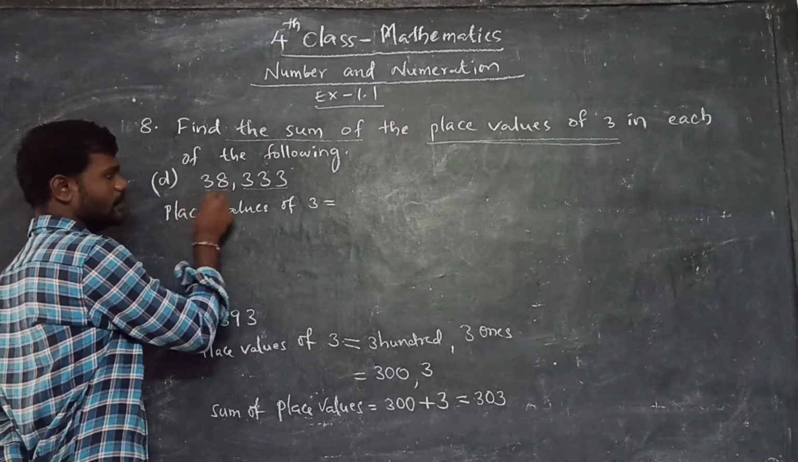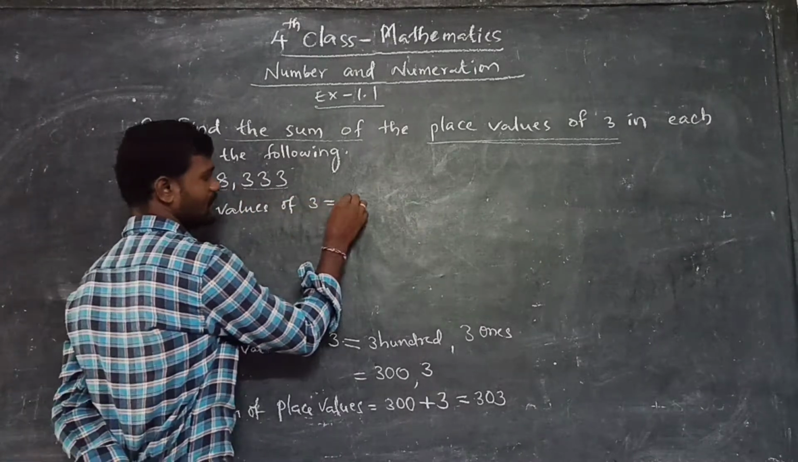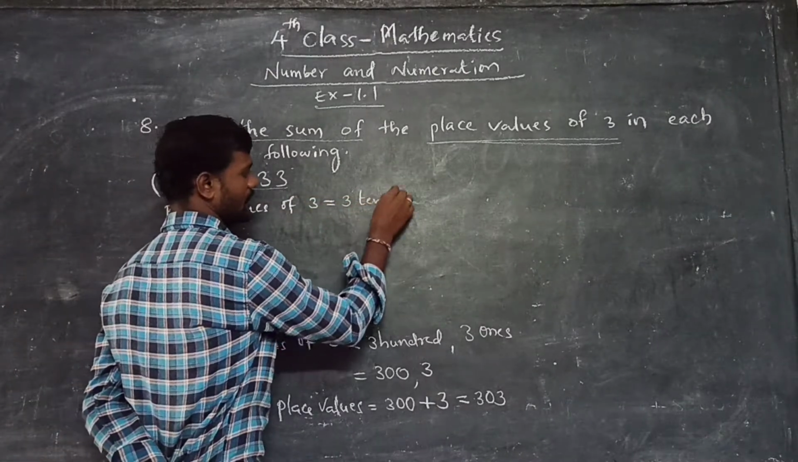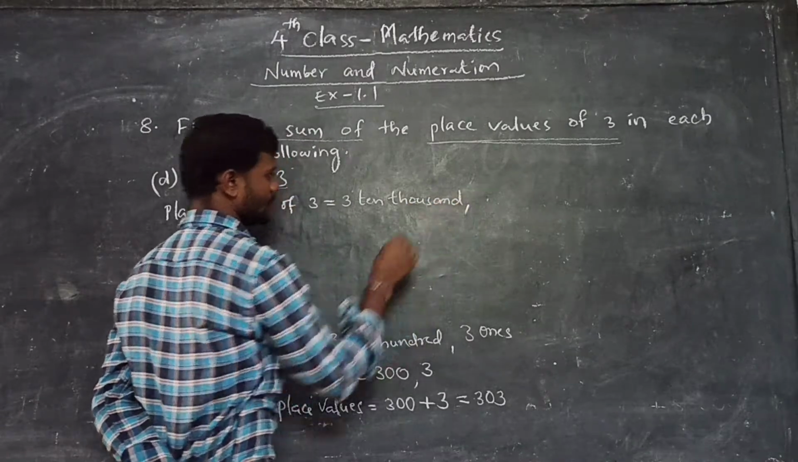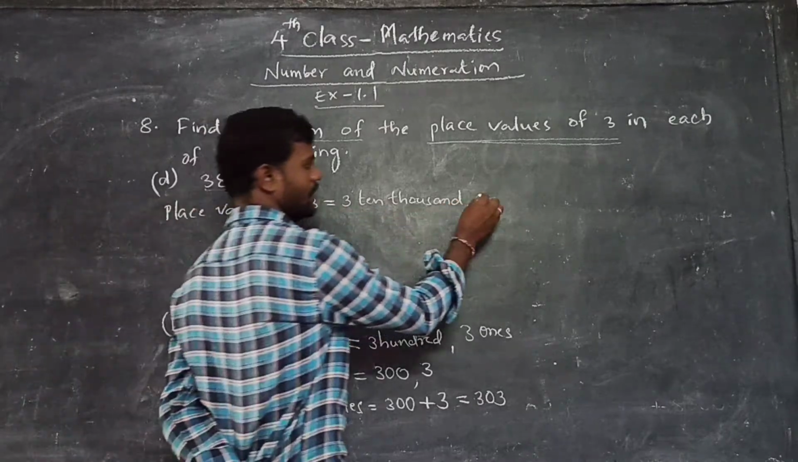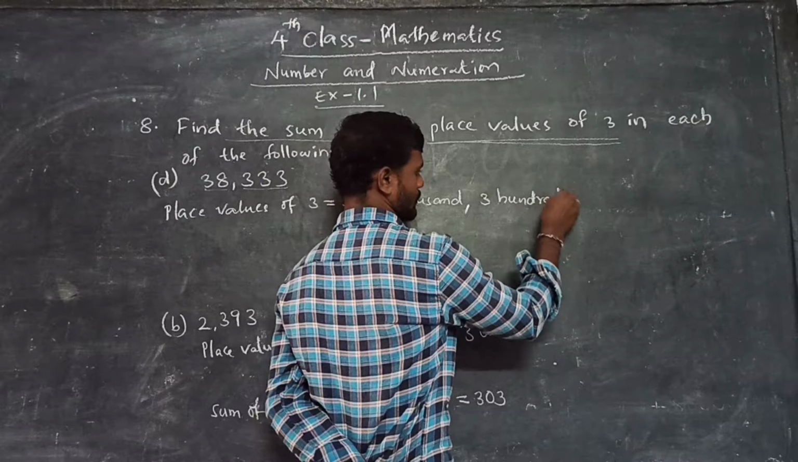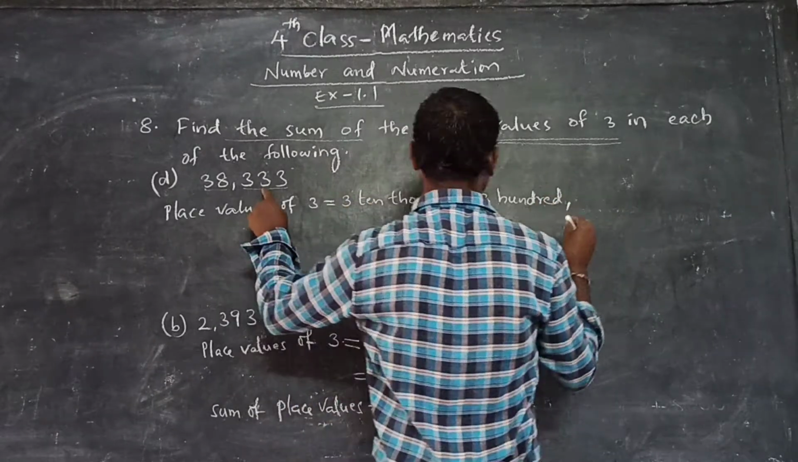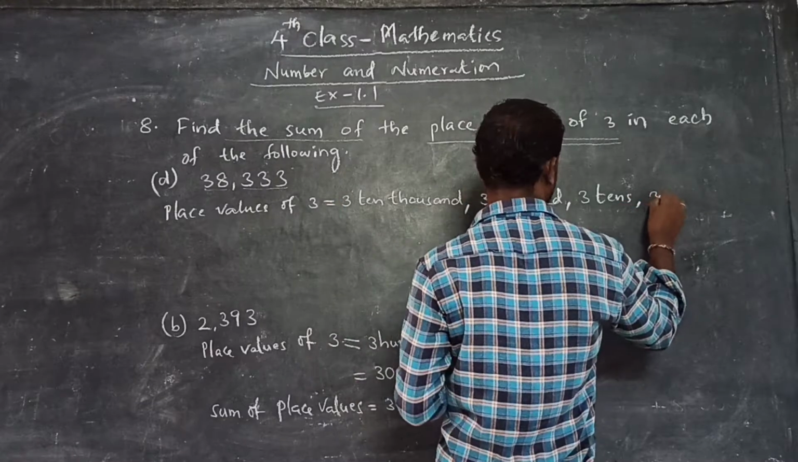What are the place values? This 3 is in which place? Ones, tens, hundreds, thousands, 10,000s. So this 3 is in the 10,000s place. Next, another 3 is in the hundreds place. So 3 hundreds. Next, this 3 is in the tens place. Next 3 is in the ones place.